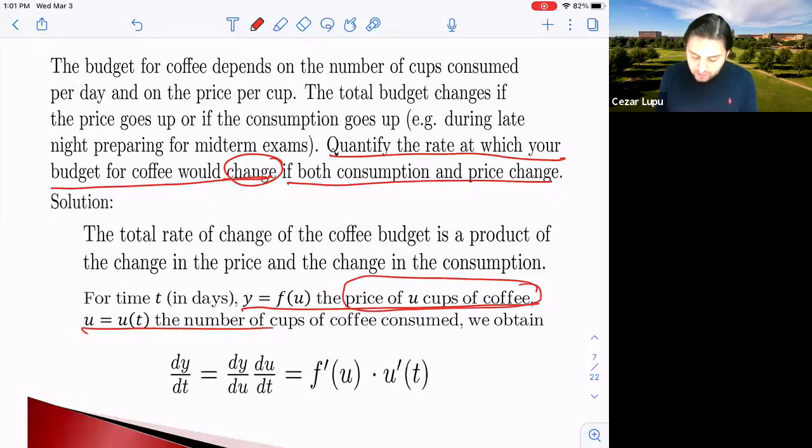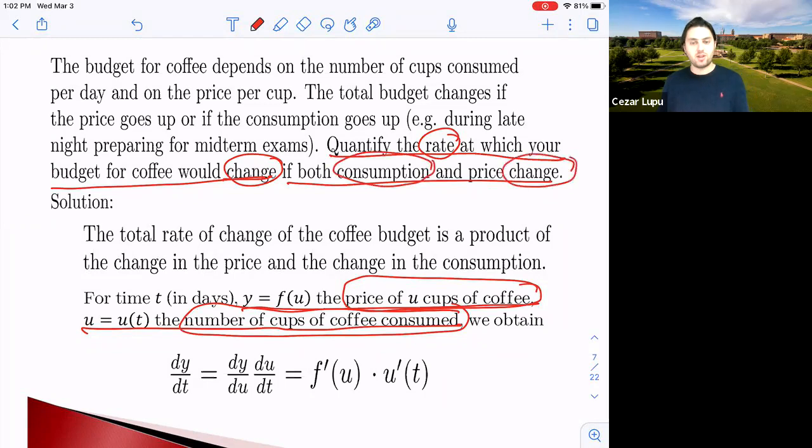And now u of t is the number of cups of coffee consumed. So the number and the price, that's right. You see, if you look at the statement of our problem, what it asks us to do is to quantify the rate. When you hear the rate, you always think of derivative, at which your budget for coffee would change if both consumption and price change. So you have these two functions that change.